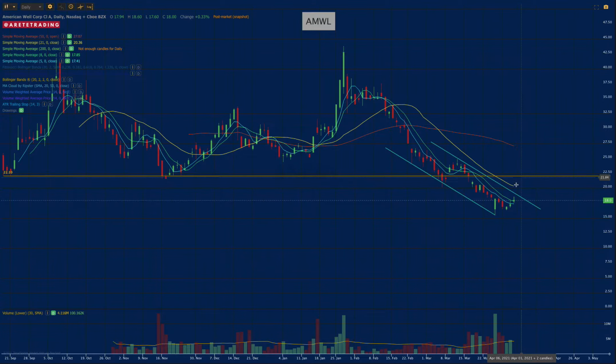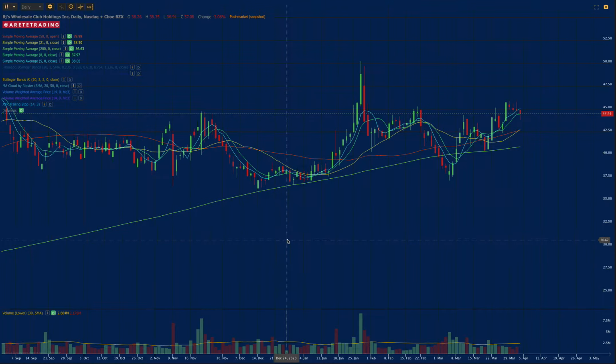Maybe it breaks through here, but 22.5 and above this 21-day, which it seems to be having issues with, would be my first line that I'd be looking at.